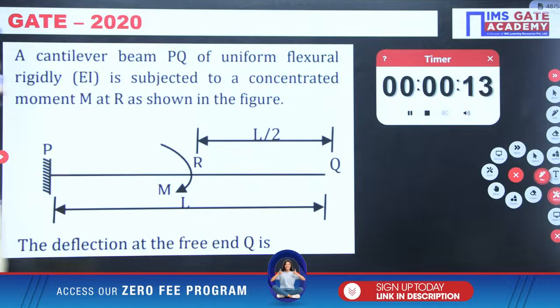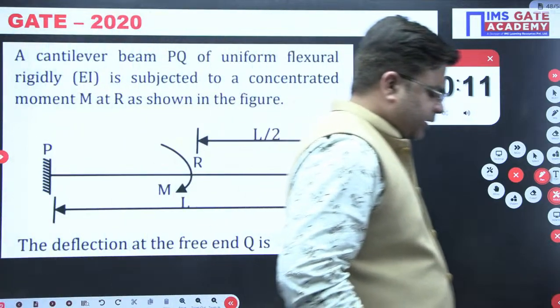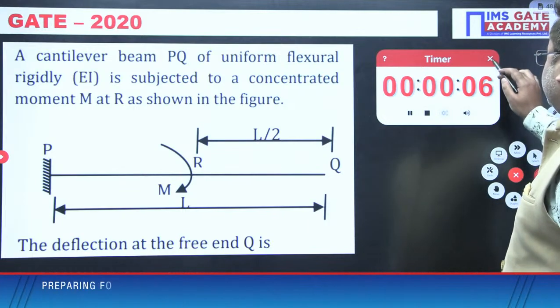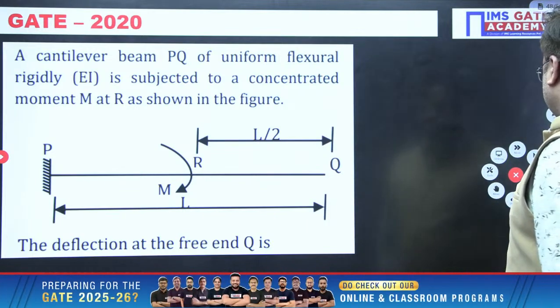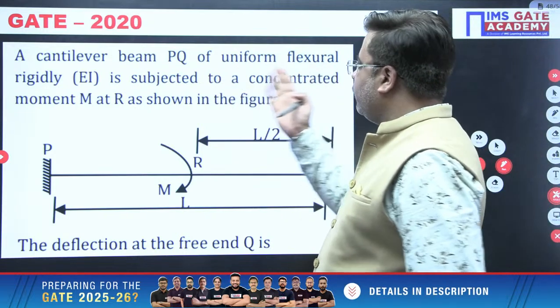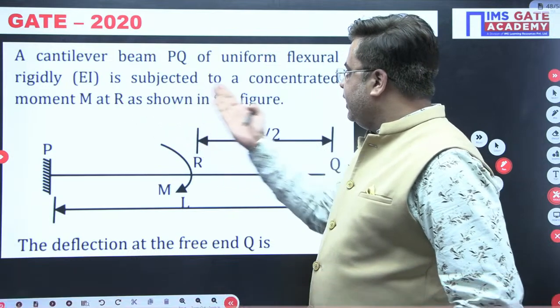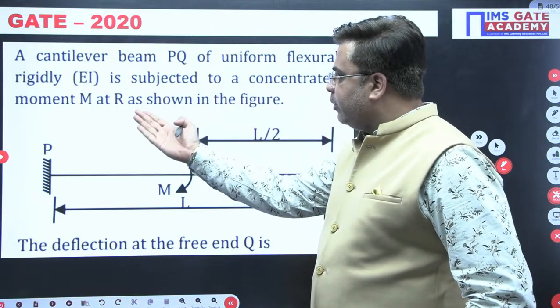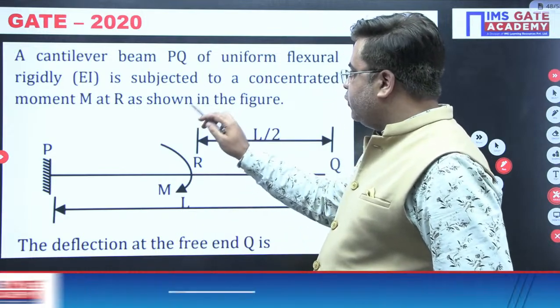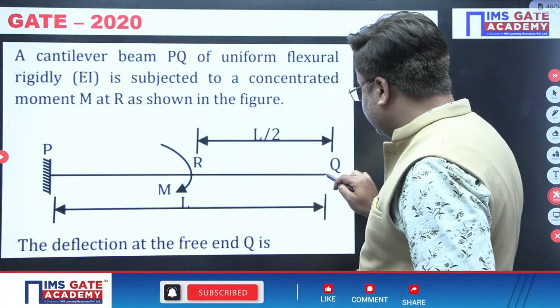This is one of the, what I should say, a good variety of question, right? Can be asked here. Chalo, see this. The question is saying that a cantilever beam PQ of uniform flexural rigidity EI is subjected to a concentrated moment M at R. Then you need to find out the vertical deflection at this point Q.